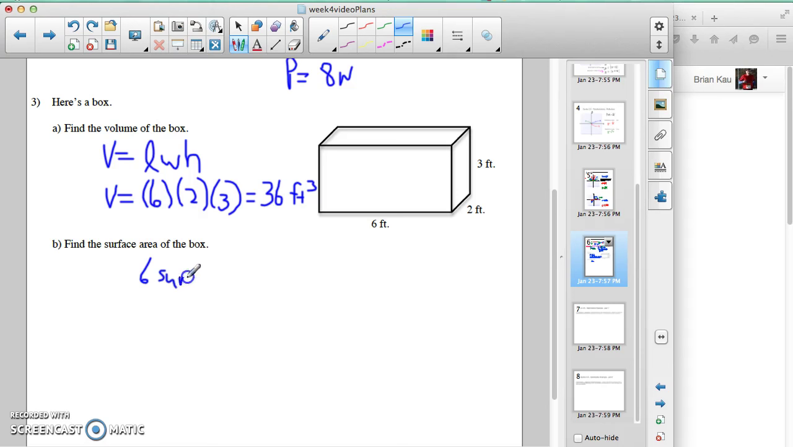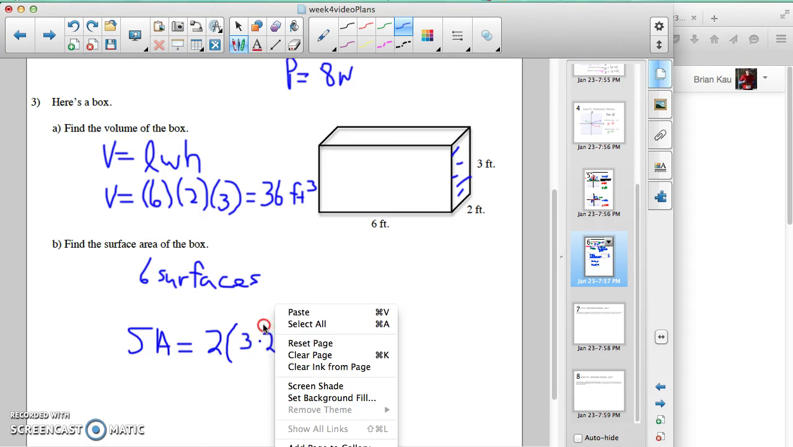So our 6 surfaces are going to have areas. Some of them are going to be similar. So the right and left surfaces are going to be the same. So our surface area here is going to be 2 times, let's say we're doing this surface, 2 of these surfaces. That's 2 times 3 times 2. The area of that is length times width. They're all rectangles. 2 of that surface.